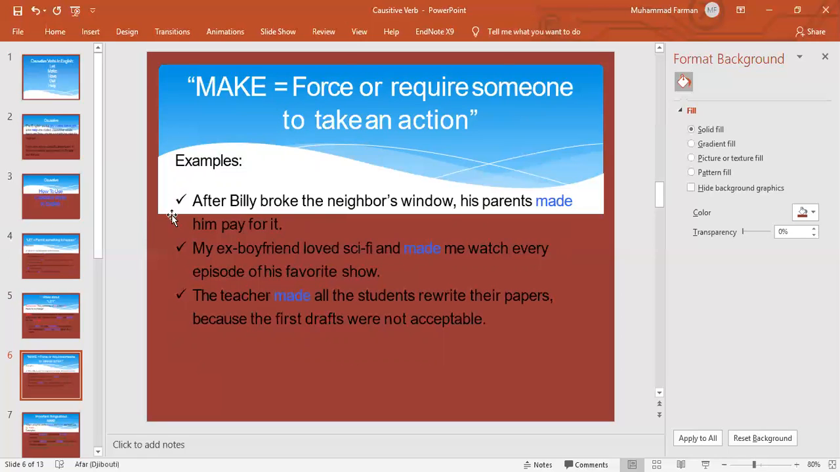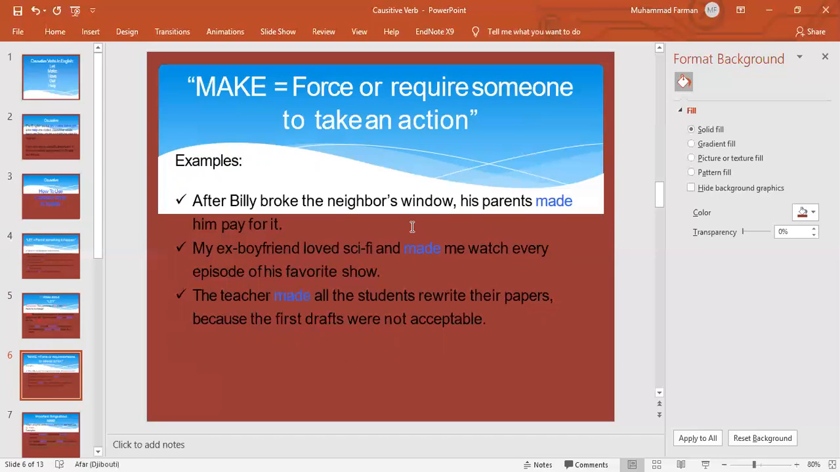Let's move on toward the examples. After Billy broke the neighbor's window, his parents made him pay for it. His parents compelled him to pay. My ex-boyfriend loved sci-fi and made me watch every episode of his favorite show. It means my ex-boyfriend, not my boyfriend. It's just an example. My ex-boyfriend loved sci-fi and made me watch every episode of his favorite movie.